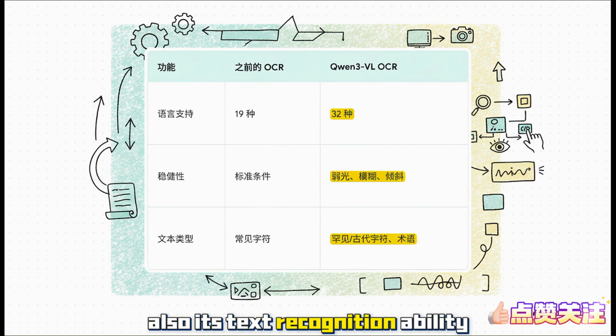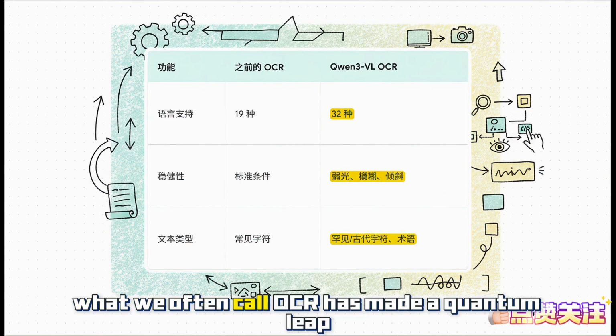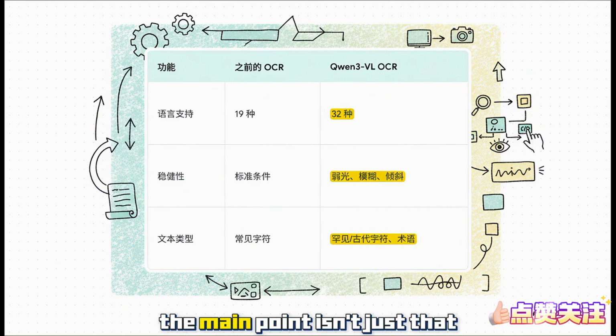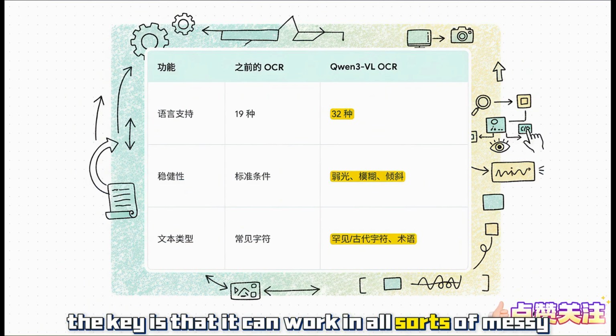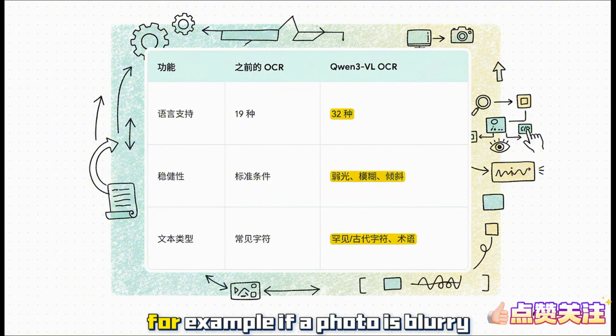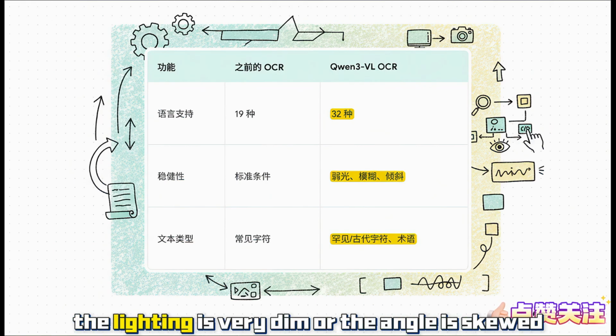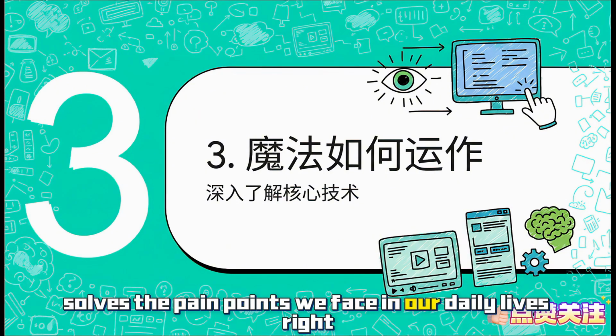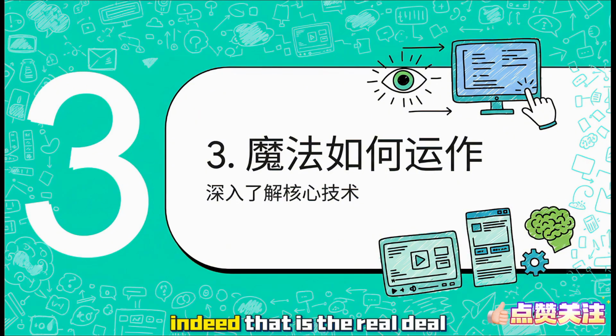Also, its text recognition ability, what we often call OCR, has made a quantum leap. A look at this comparison makes it clear. The main point isn't just that it supports more languages. The key is that it can work in all sorts of messy, real-world scenarios. For example, if a photo is blurry, the lighting is very dim, or the angle is skewed, it can still accurately read the text. This is what truly solves the pain points we face in our daily lives, right? Indeed, that is the real deal.